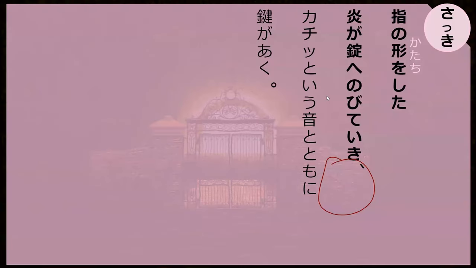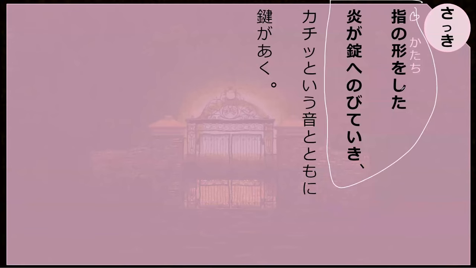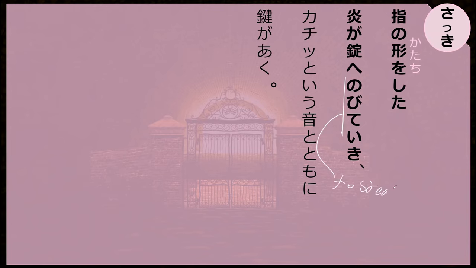Perfect. Now I want you to read this area that is bolded. Yubi no katachi o shita hono ga shou e nobite iki. Nobiru is stretched towards. Hi, the flame. Stretch towards the lock in the shape of a finger. Perfect.